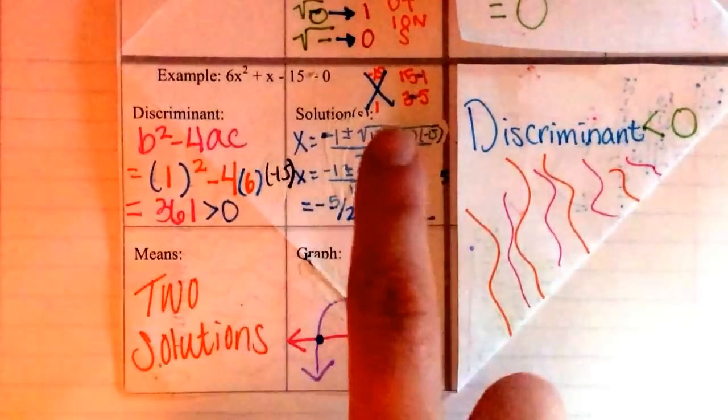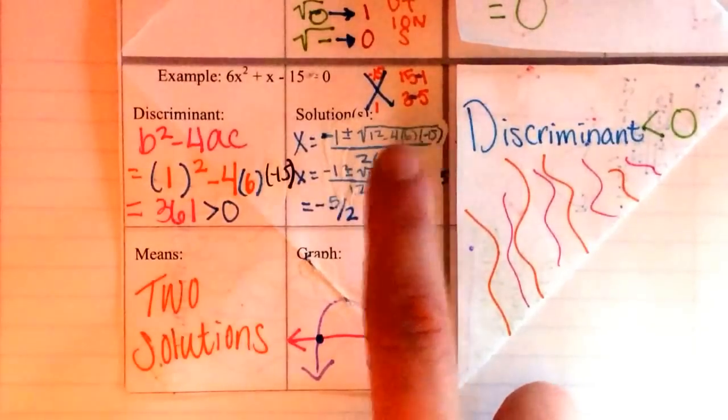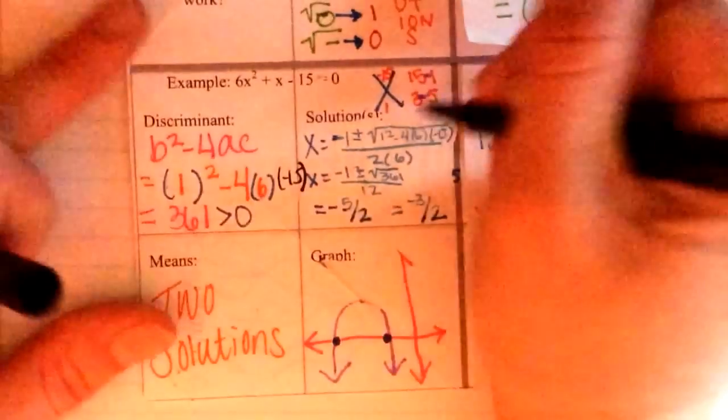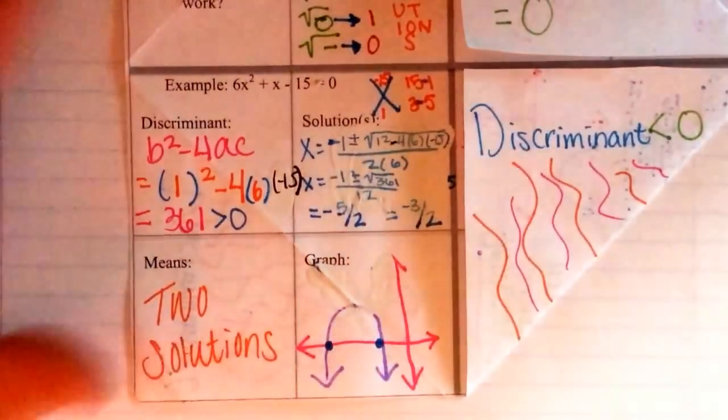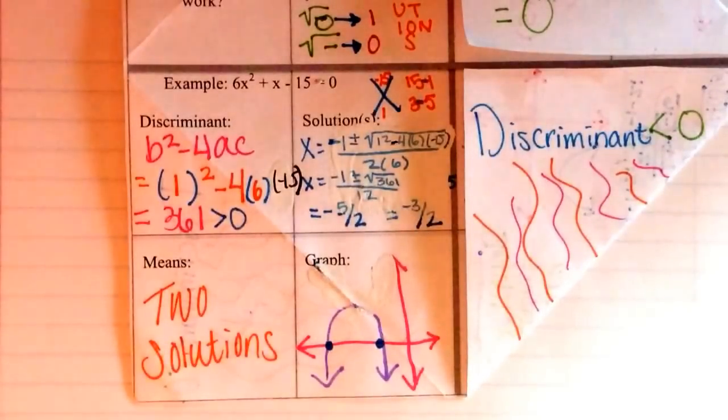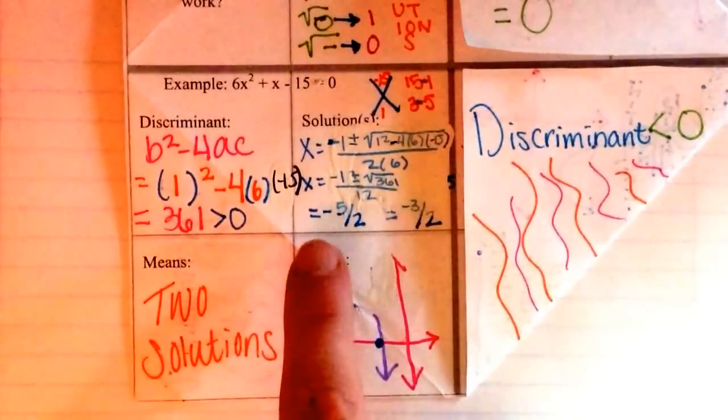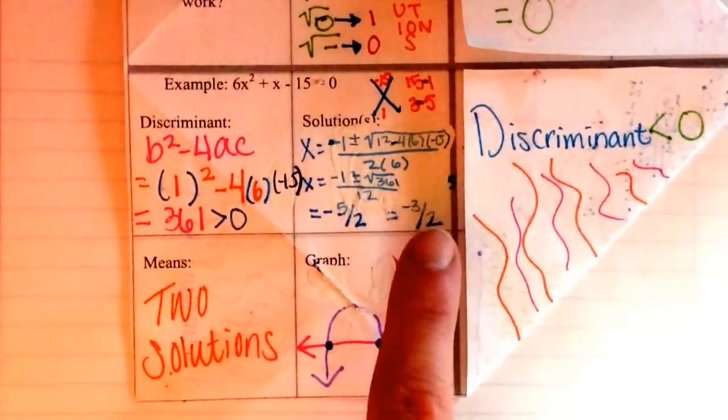And how that works, if I actually went through and worked it out using the quadratic formula, I would be able to see that I have negative 5 over 2 equals negative 3 over 2.